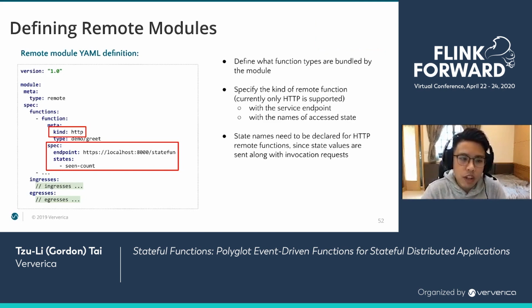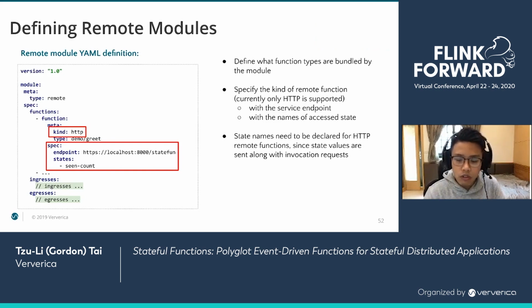So the service endpoint needs to be here so that the Flink runtime knows what endpoint to invoke for this HTTP function. And the states need to be declared for this HTTP remote function because state values, as we know, need to be eagerly declared, because state values are always bundled along with the invocation requests when invoking these remote functions. So this needs to be there for the Flink runtime to know what to do when invoking this function, essentially. We won't go through the ingresses and egresses here because of limited time for this talk.